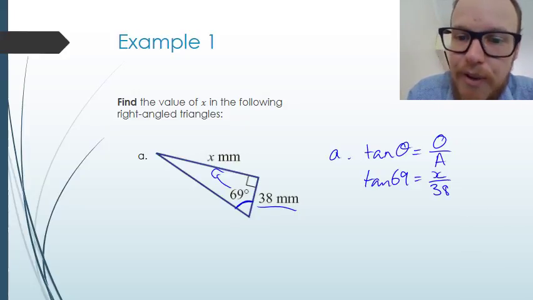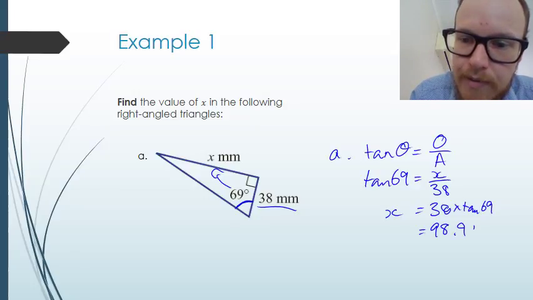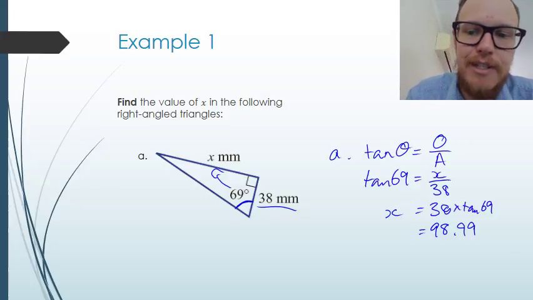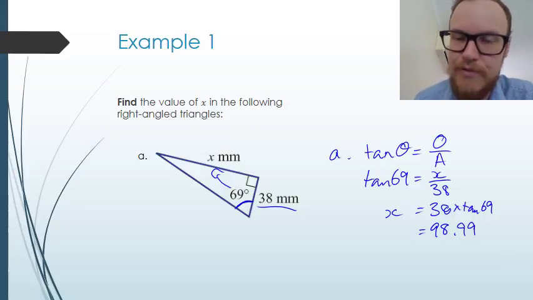Multiply both sides by 38 and we get that x is equal to 38 times tan 69, and that comes out to 98.99 for our value for x. So it's going to be 98.99 millimeters. Just as a general rule, we'll round to 2 decimal places for most values.